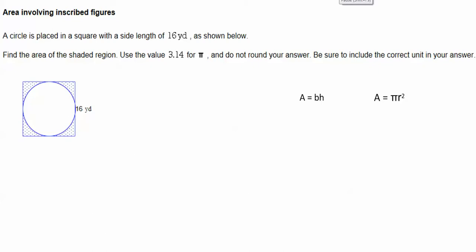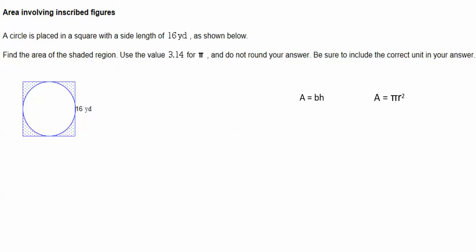This video is on the skill area involving inscribed figures. Inscribed basically means that one shape is tucked snugly inside the other. As you can see here, we're looking at a rectangle and a circle inside of it. The circle is snugly inside the rectangle, or the square in this case. You can see that the circle literally hits the sides of the rectangle or the square.